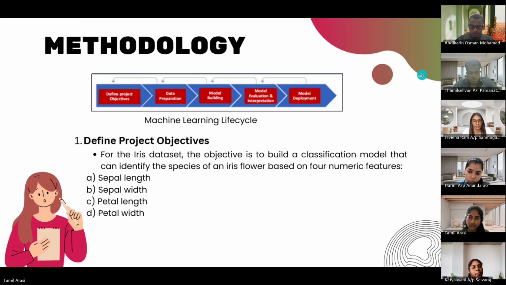Next slide. I shall continue with the methodology also. So the machine learning life cycle picture is included in the methodology, which is define project objective, data preparation, model building, model evaluation and interpretation, and model deployment. For this iris dataset, the objective is to build a classification model that can identify the species of an iris flower based on the 4 numerical features, which are sepal length, sepal width, petal length, and petal width. Next slide.